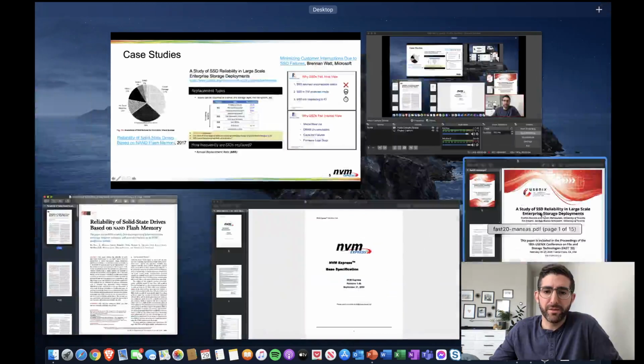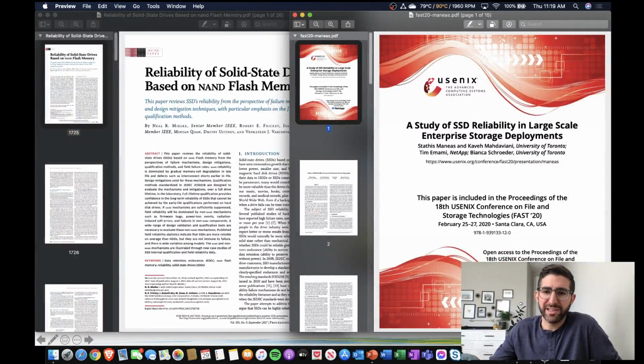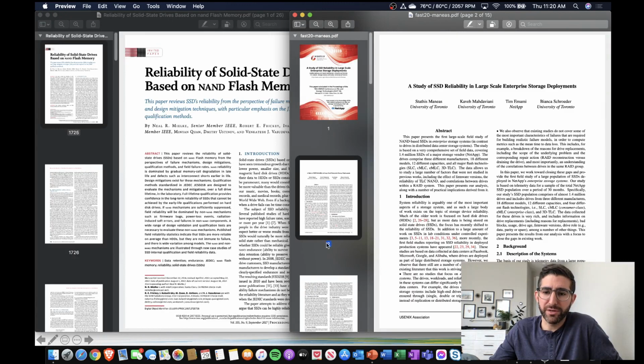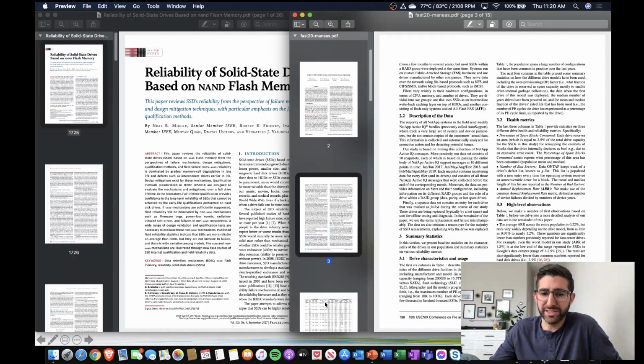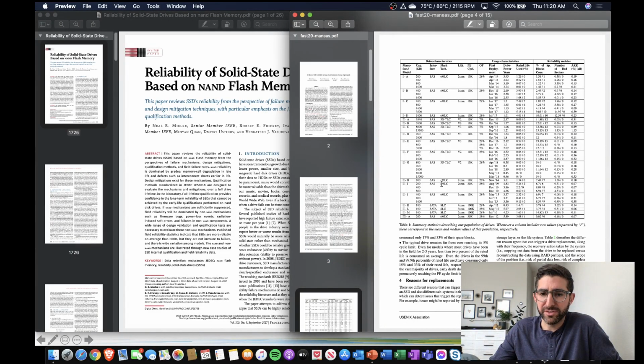And then the other paper is one from FAST last year from NetApp and University of Toronto about a study of SSD reliability in large-scale enterprise deployments. It used, I can't remember, millions of drives out in the field that NetApp had from their customers, with telemetry data back from the field, which has SMART data. Now this study was not done with NVMe SSDs because it was using drives from the last 6 years, and most of the drives in the study were SAS. But there's some really interesting stuff from the study.